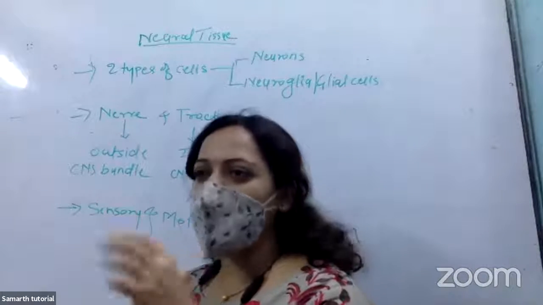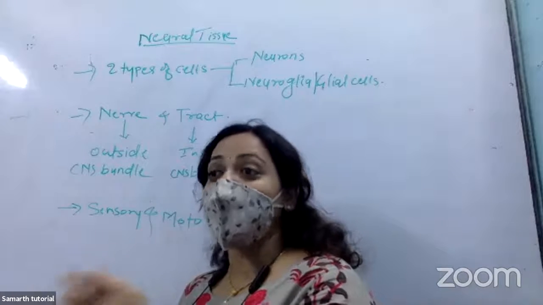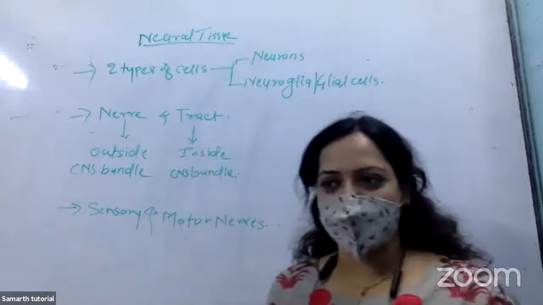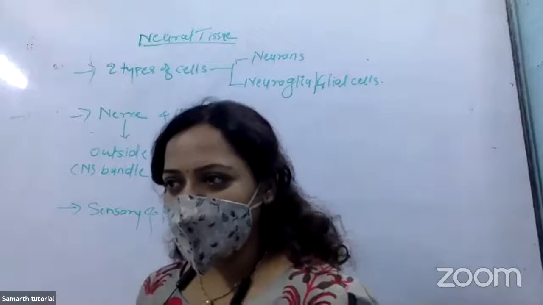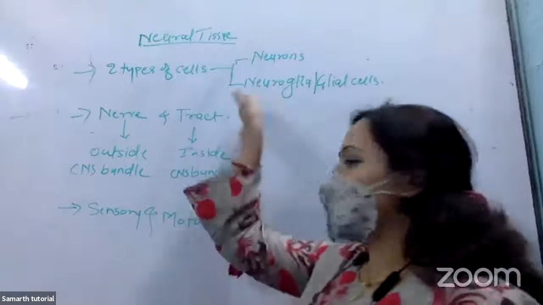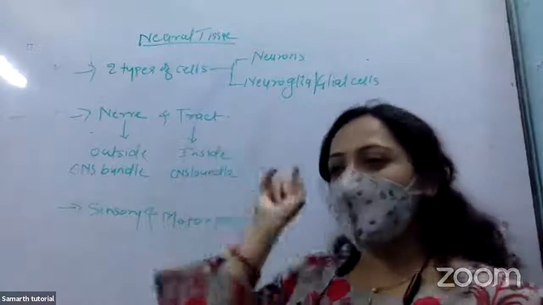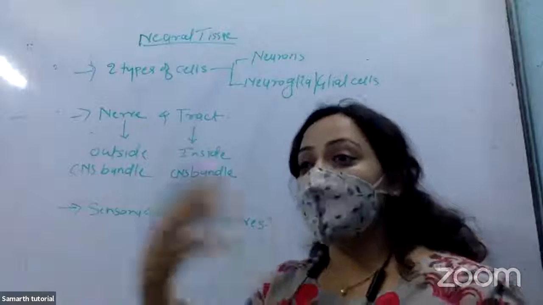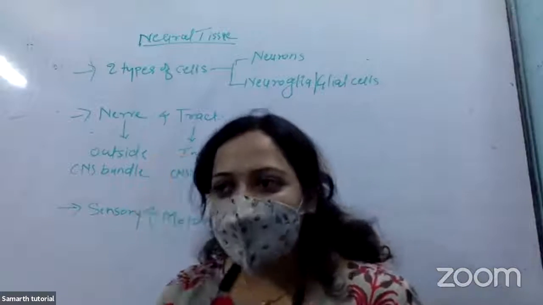Neurons, the structure you have already studied. Neuron is the basic structural and functional unit of your nervous system. Your entire nervous system is made up of neurons. But what are these neuroglial cells? When the neurons are already doing the function, what are these neuroglial cells? Neuroglial cells are nothing but the accessory cells to the neurons. Yes, they are the accessory cells.